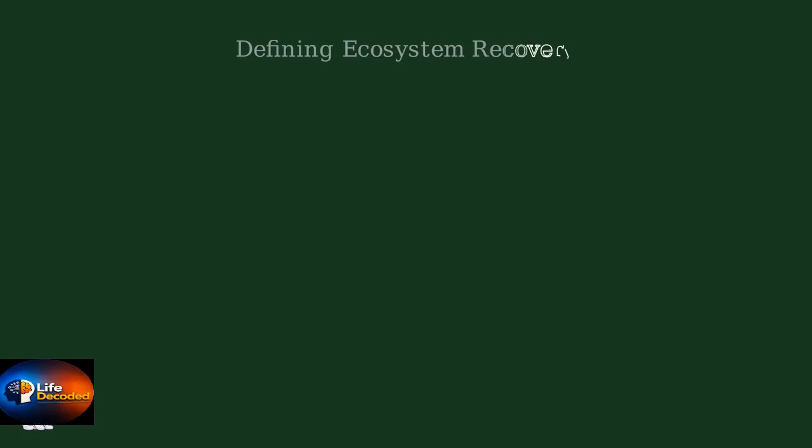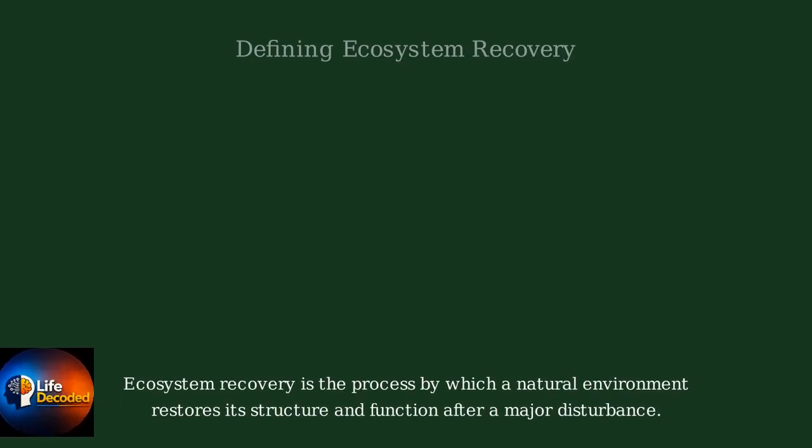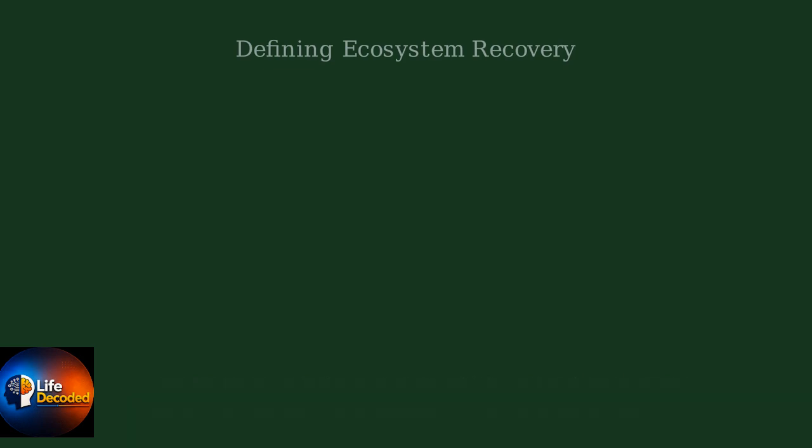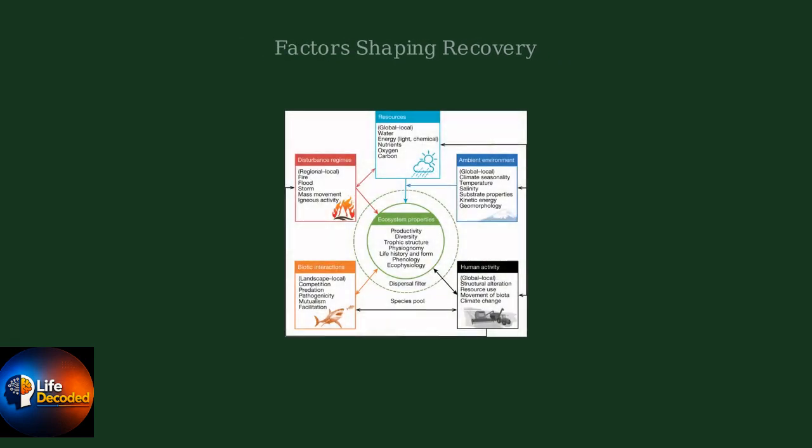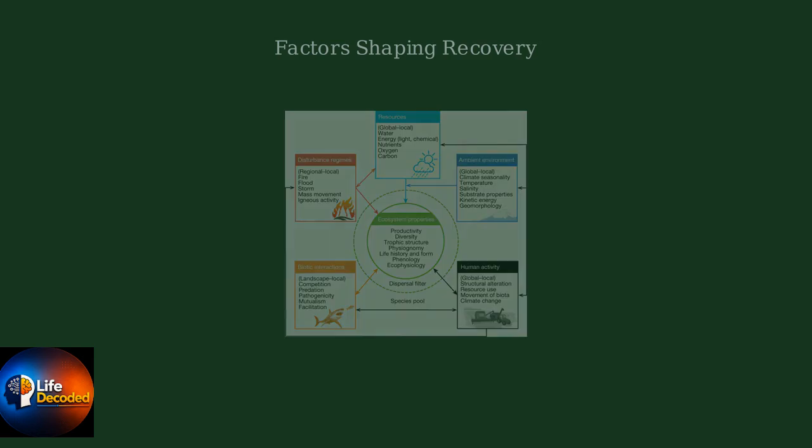Ecosystem recovery is the process by which a natural environment restores its structure and function after a major disturbance. It is not an overnight fix, but a dynamic progression driven by nature's inherent resilience and adaptation. Recovery isn't just about plants growing back. It is shaped by a complex web of resources, human activity, biotic interactions, and the local climate environment.